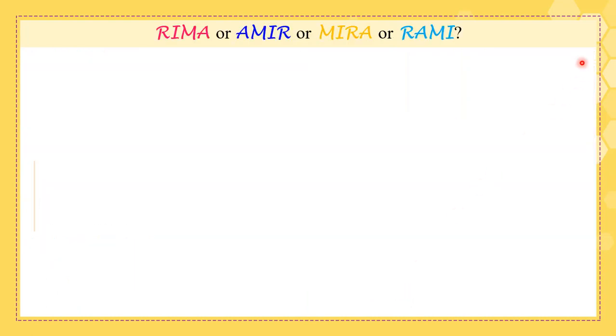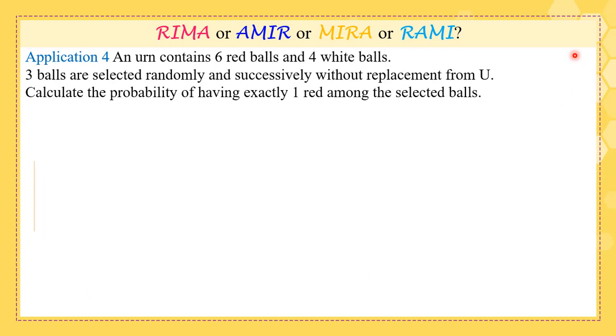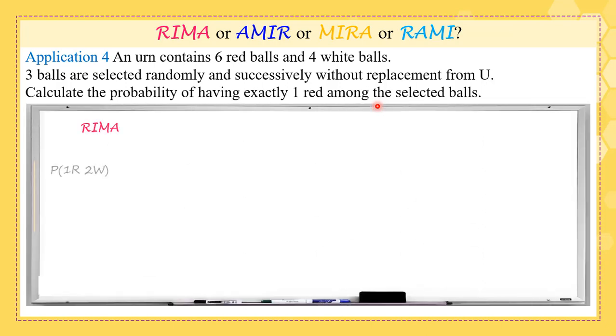Let's see Rima, Amir, Mira, or Rami. An urn contains 6 red and 4 white balls. It contains 10 balls. 3 balls are selected randomly and successively without replacement from the urn. Calculate the probability of having exactly 1 red among the selected balls. So we need to choose 3 balls successively without replacement from the urn, and we need the probability of exactly 1 red. Let's begin with Rima.